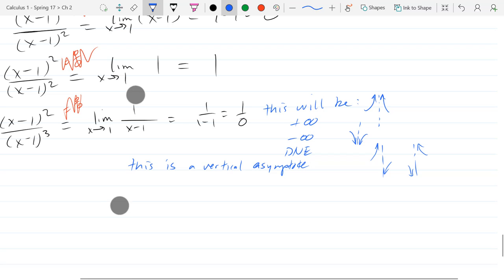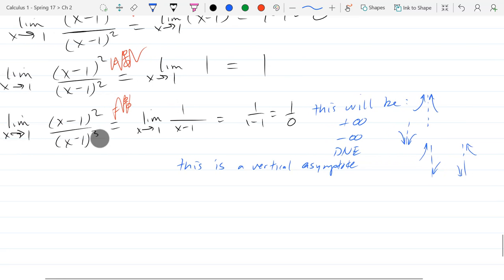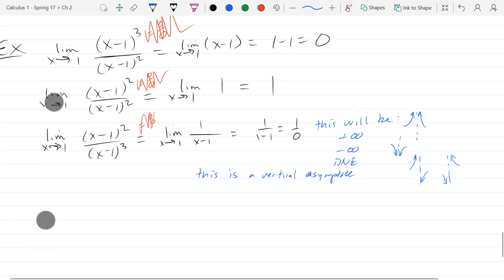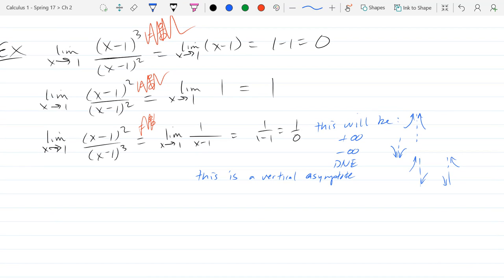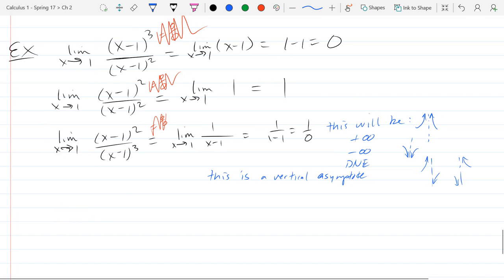And we'll do this, I think, in 2.4. Or 2.5, somewhere around there, so we'll get to this very soon. So we have one more theorem before we do a few last examples, and the theorem's called the sandwich theorem.